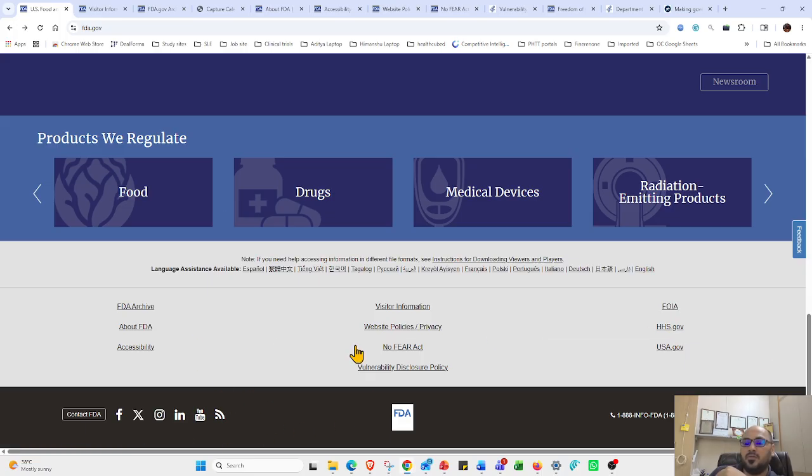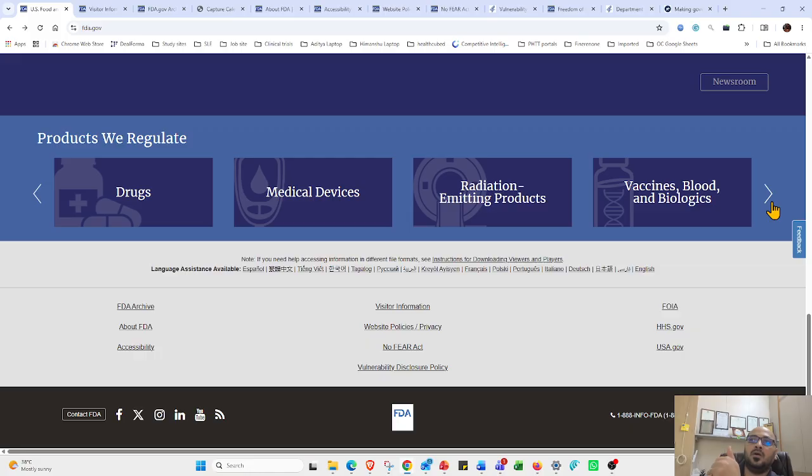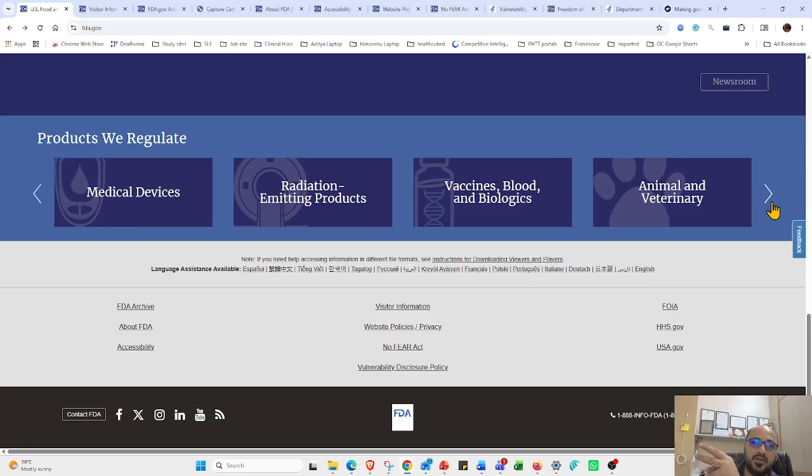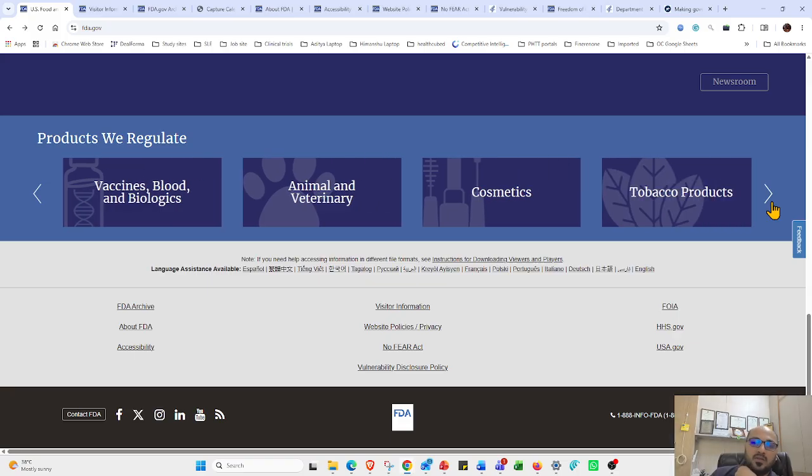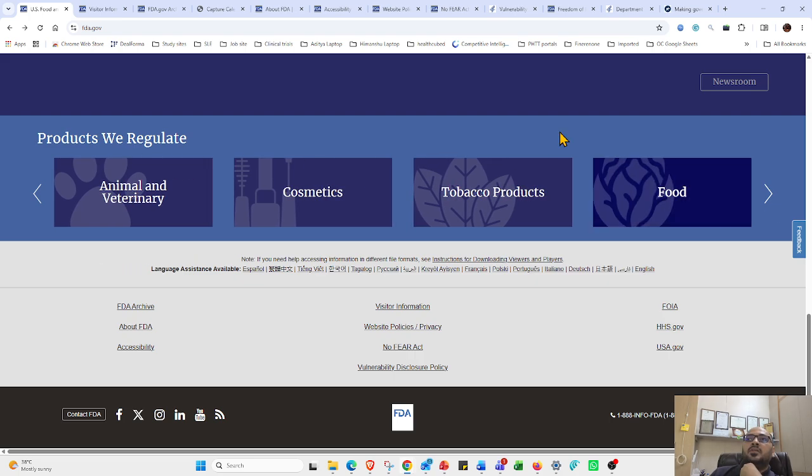So before we talk about that, products we regulate. As the name suggests, food and drug. But then come medical devices, radiation emitting products. We have discussed vaccines, blood and biologics, animal and veterinary. So you can check veterinary, animal health products here as well. Cosmetics, a very, very lucrative market, but again regulated by FDA. Then tobacco products, and that's about it.